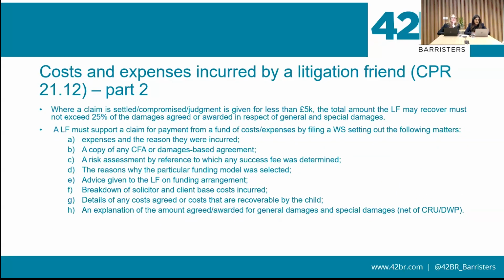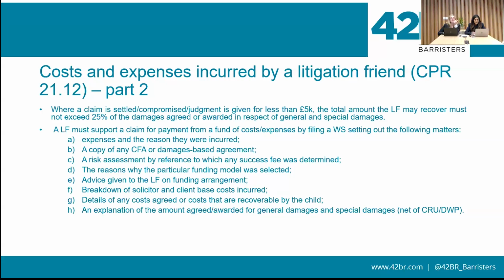Just moving on to part 2 of this slide. Where a claim is settled or compromised or judgment is given for less than £5,000, the total amount that the litigation friend may recover must not exceed 25% of the damages agreed or awarded in respect of both general and special damages. That's set out in 21.12 subsection 7. If there is an application for costs and expenses, there are a number of things that must be included by way of a witness statement and exhibits, which Eleanor will now take you through.